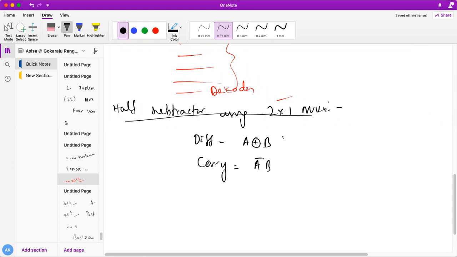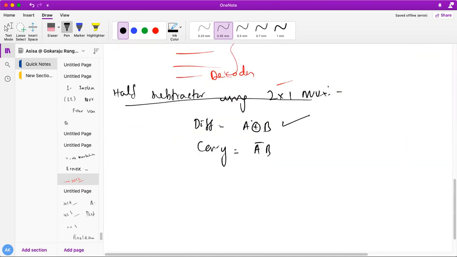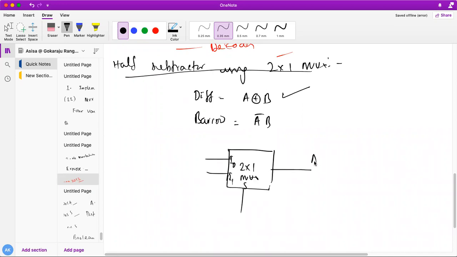As you are able to implement this A XOR B, we have done it many times. This is my A XOR B, but there is borrow. Sorry, this is borrow actually, because it's a subtractor. Borrow is nothing else but my A bar B. Okay, so how to implement it? It's very simple. Using a 2x1 mux, you can easily implement A XOR B. So this is my 2x1 mux. These are my two inputs, I0 and I1. This is my select line S. This is my output. I can expect here A XOR B, which is nothing else but my difference.